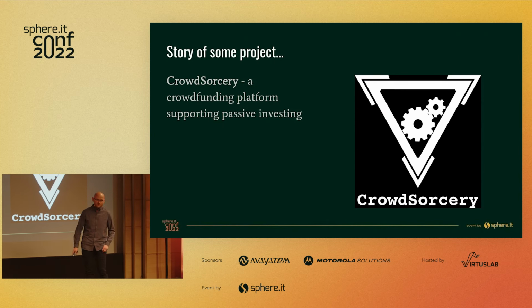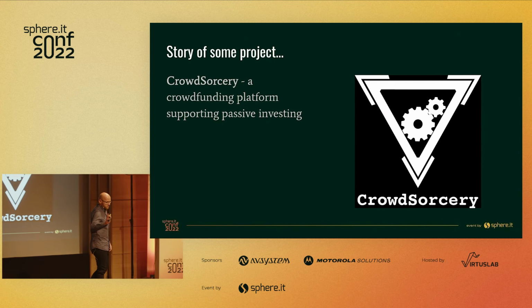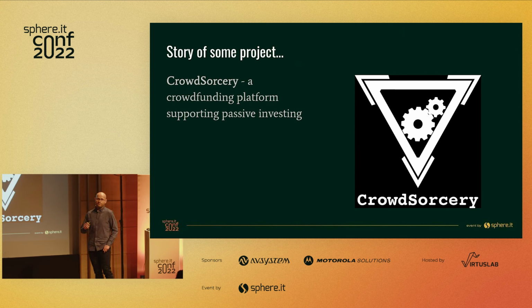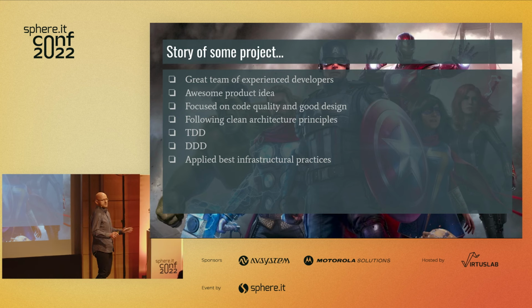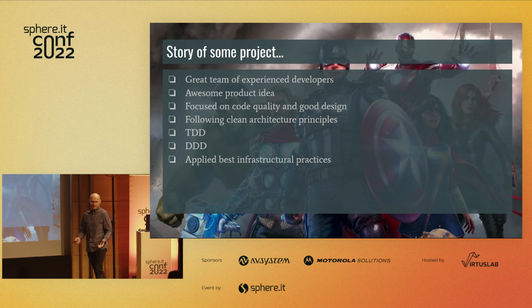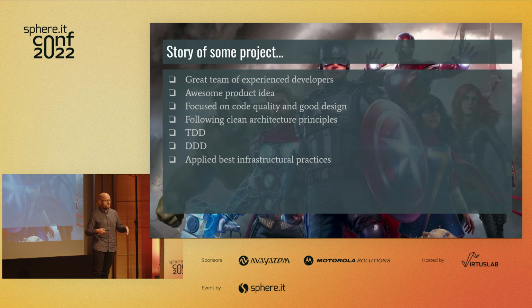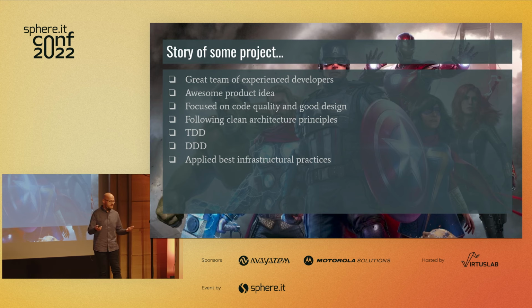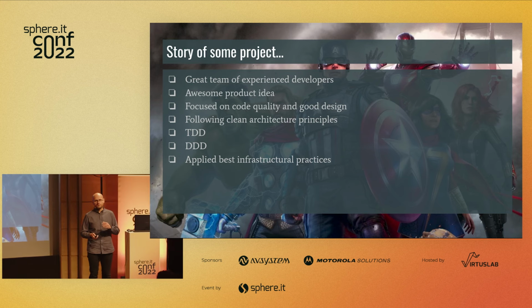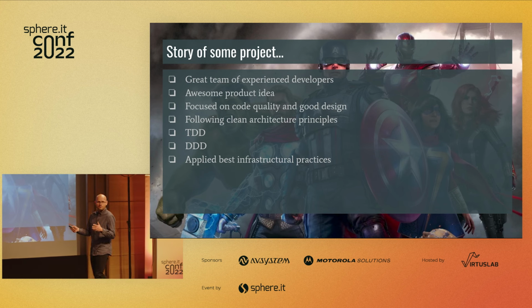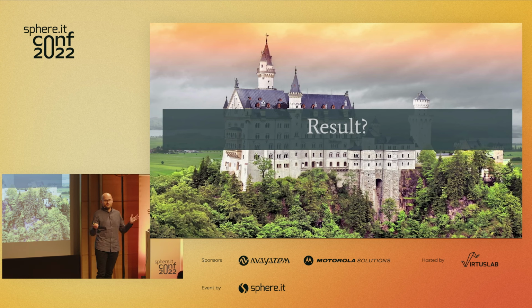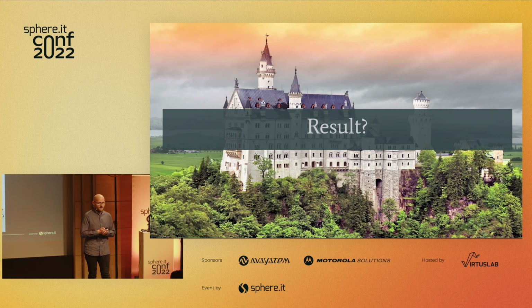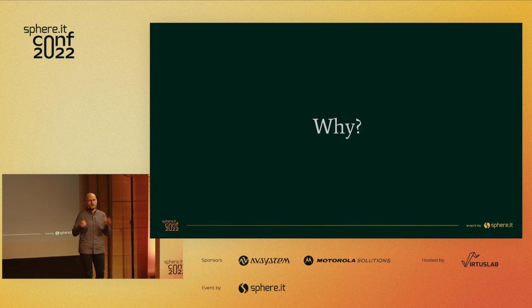So let's start with a story of some project. It's called Crowdsourcery. It's a crowdfunding platform supporting passive investments. Crowdsourcery had a great team of experienced developers, an awesome idea, applied all the best rules, test-driven development, domain-driven design, and best infrastructural practices. So it seems they were destined to succeed. So what was the result? It was a total failure. So the question is, why did it happen?